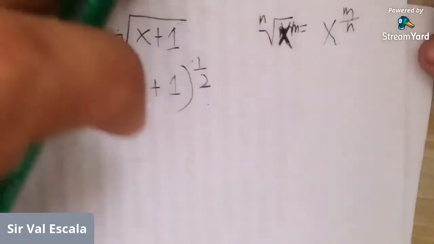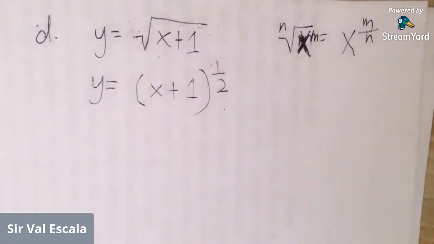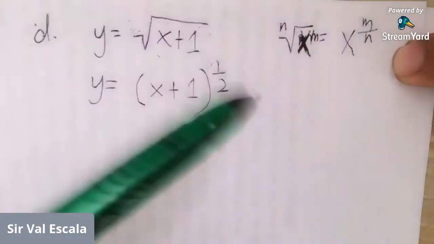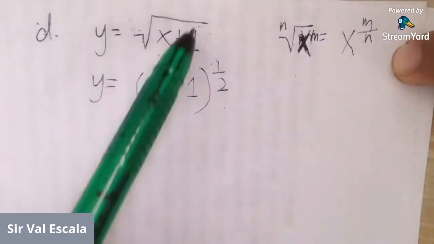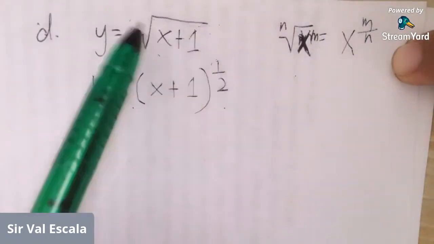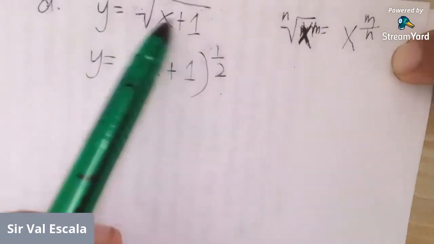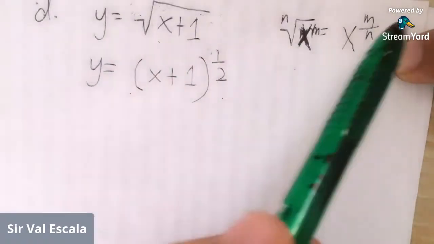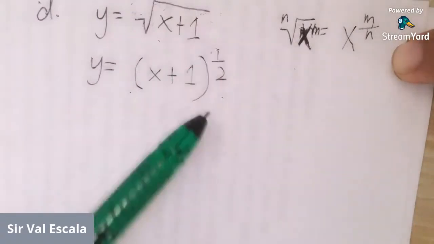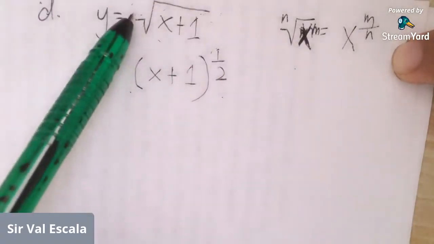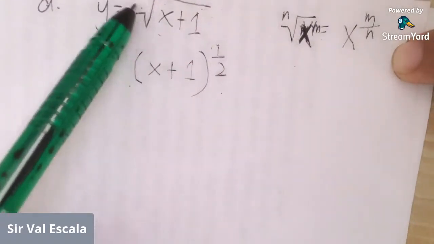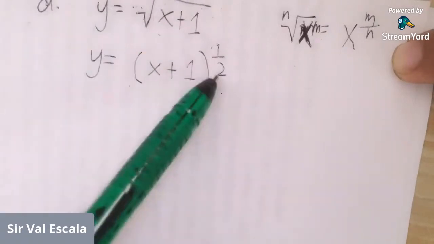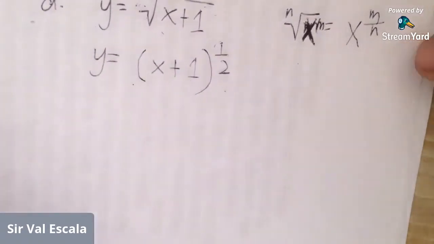Isinulat ko nga. Yan. Kita ba? So, yan yung ginawa natin dito. Pag wala kayong makitang exponent dito sa nasa loob ng radicals natin, so, it counts as 1. Tapos, pag wala kayong makita naman dito sa radicals natin kung anong root siya, yun ay automatic na 2. Okay? So, y equals x plus 1 raised to 1/2.